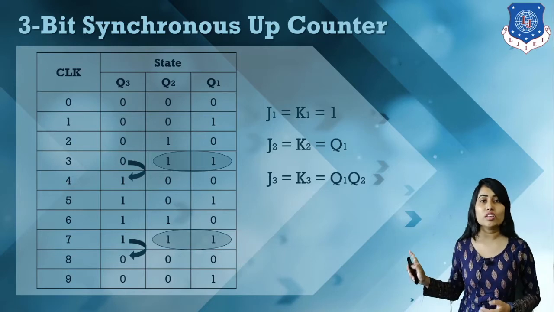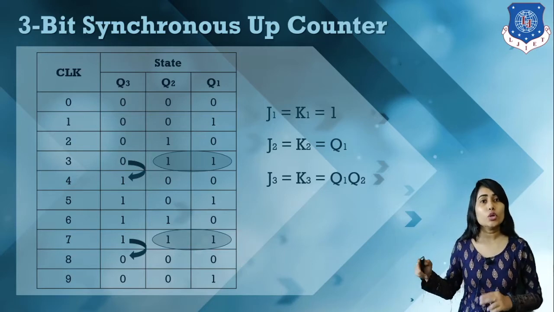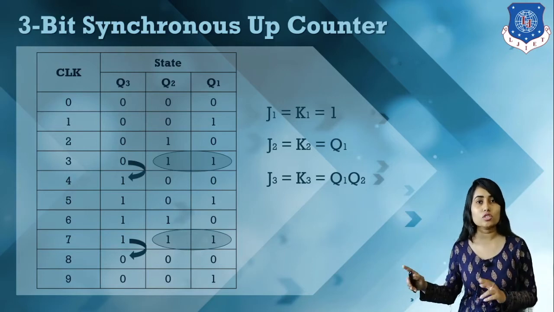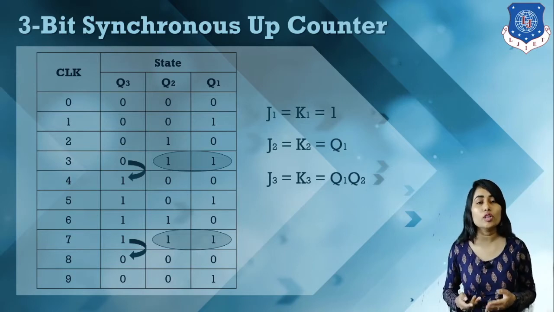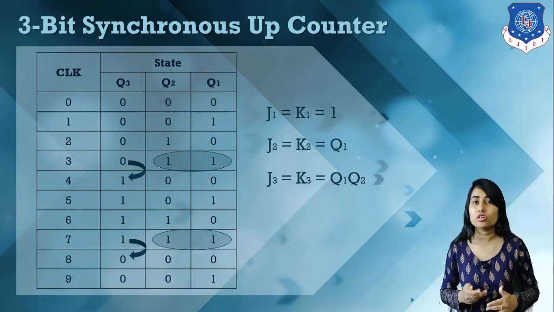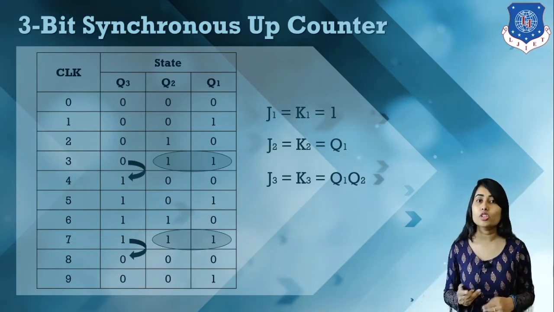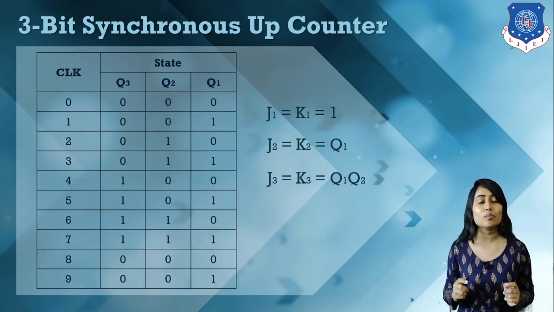Whenever Q1 into Q2 is equal to 1, we have a toggle condition, because Q1 into Q2 is equal to 1 into 1. So J3 K3 is equal to 1, and that's why we have a toggle condition, and our output will be toggled only for this condition. For other conditions, 0 0, 0 1 or 1 0, we have a 0, which means a no change state. This is how we can calculate our input conditions for the 3-bit synchronous up counter.